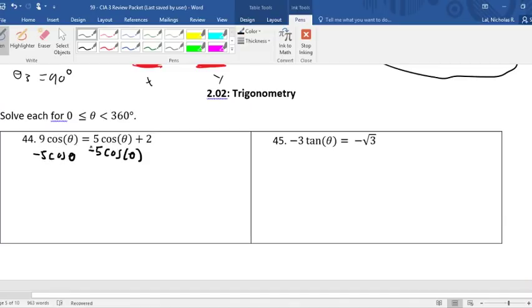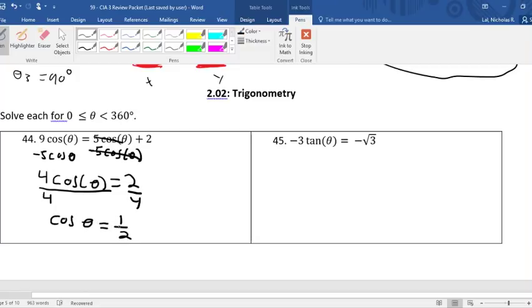So the 5 cosine of theta is going to cancel out. And 9 cosine of theta minus 5 cosine of theta becomes 4 cosine of theta, which is going to be equal to 2. Divide each side by 4. And the cosine of theta equals 1/2. When is the cosine of theta equal to 1/2?